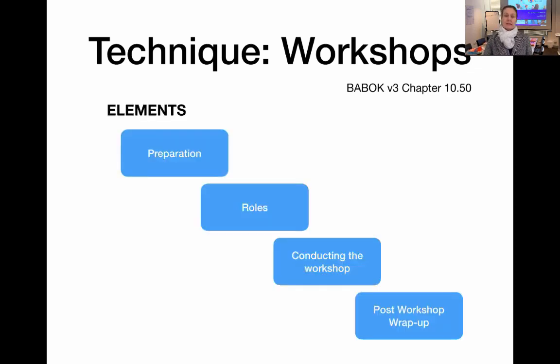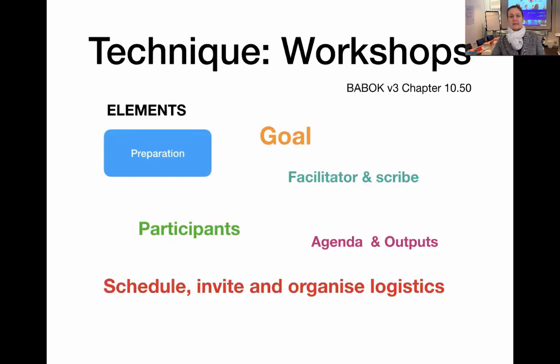So let's have a look at the elements, according to the BABOK guide, of a workshop. Every workshop will have some preparation, and we'll have a quick look at what that might look like. There are certain defined roles that every workshop should have. Then, of course, there are some aspects to consider when you conduct the actual workshop, and some post-workshop wrap-up activities that you need to know about. So let's start with the element preparation.